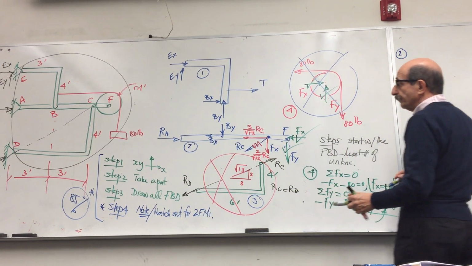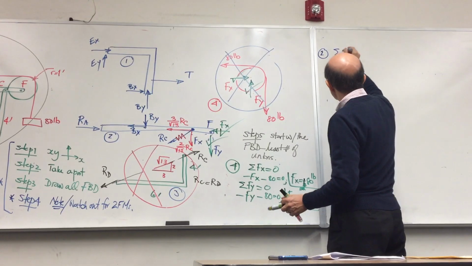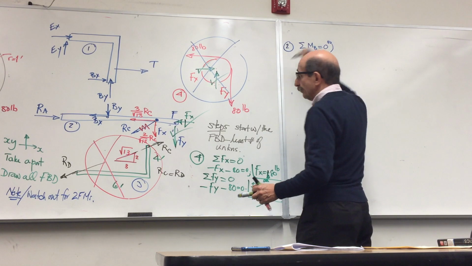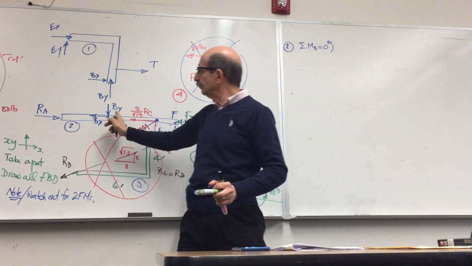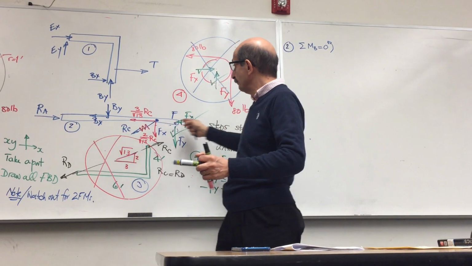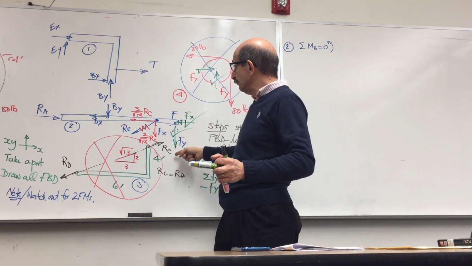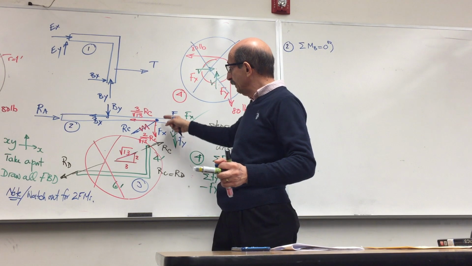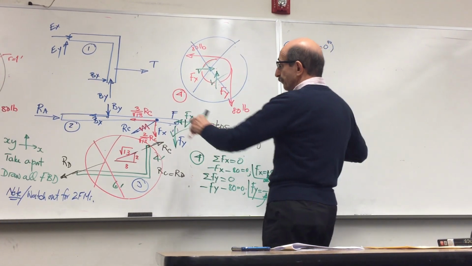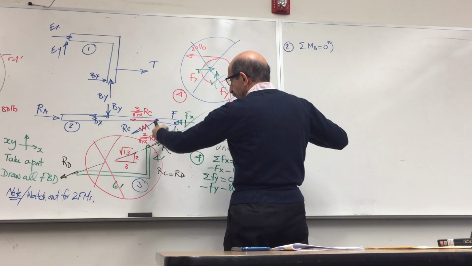And what I will do, I will take summation of moments about B is equal to 0. Reason for that is these two would disappear, this one would disappear in the sum of moments equation, and I only have this known and this unknown, so I have only one unknown. So summation of moments would be what?